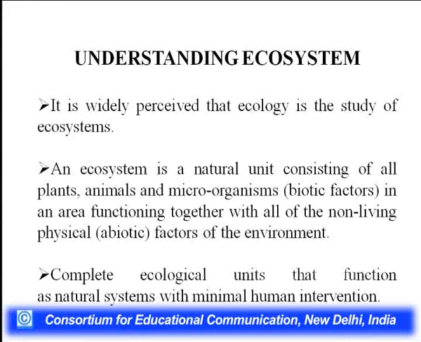Now, what is an ecosystem? An ecosystem is a natural unit consisting of all plants, animals, microorganisms, biotic factors in an area functioning together with all the non-living physical abiotic factors of the environment. So, in a nutshell, in a simple way, I can say ecosystem is a synthesis of interaction between biotic and abiotic factors of the environment.